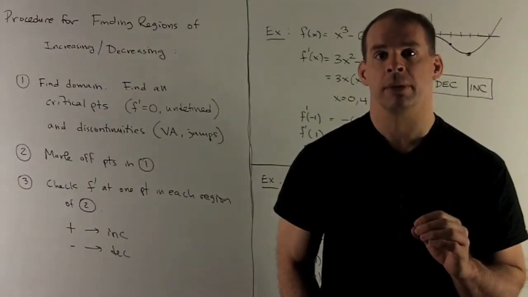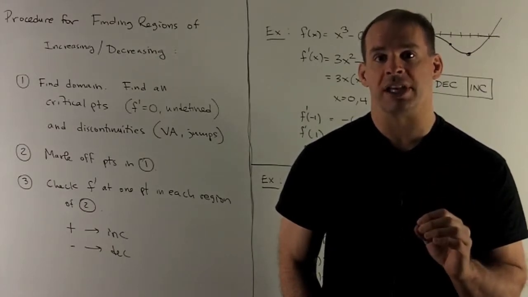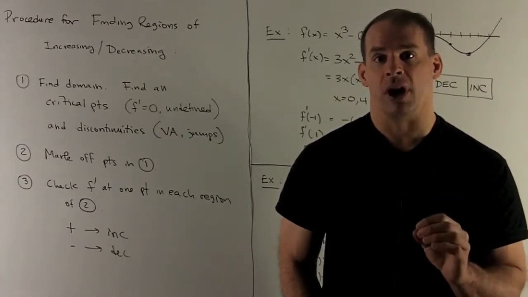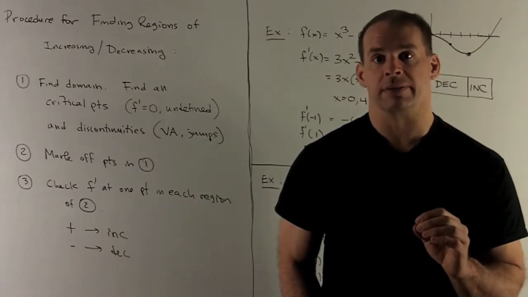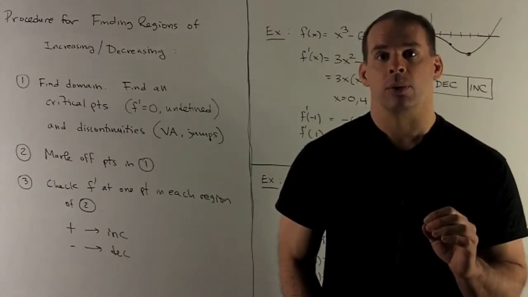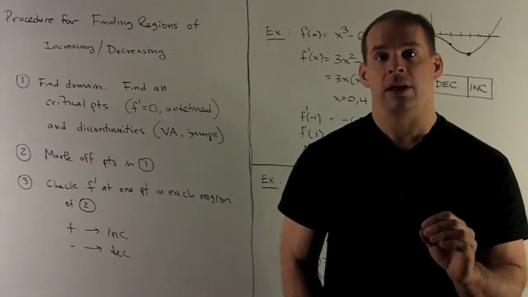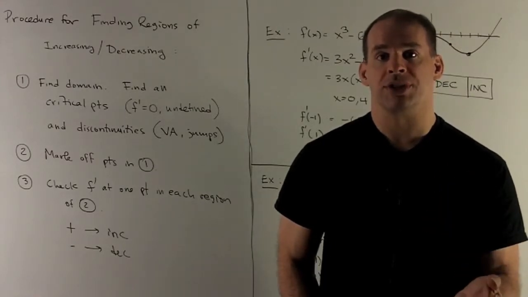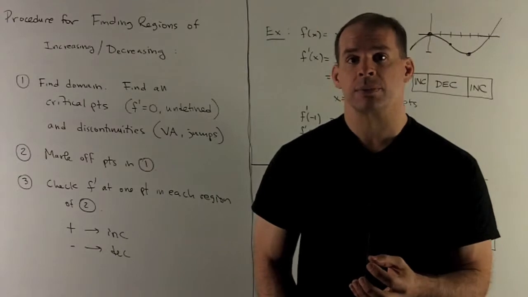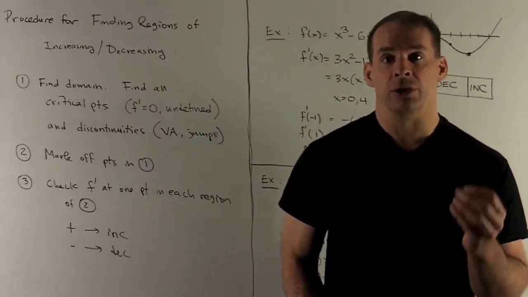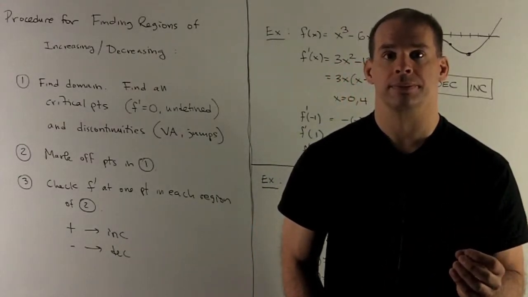Here's a procedure for finding the regions of increasing and decreasing for a function using the first derivative. First, we're going to find the domain of our function. Then, I'm going to take all the critical points, all the discontinuities. We're going to carve up the domain using those points.